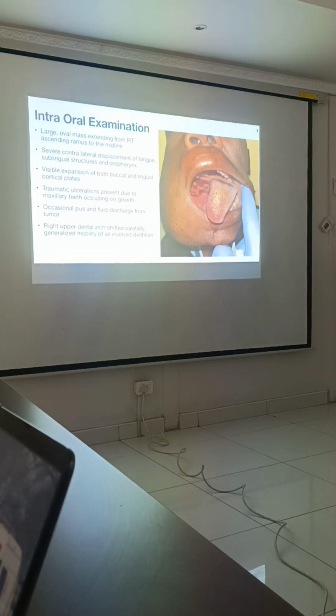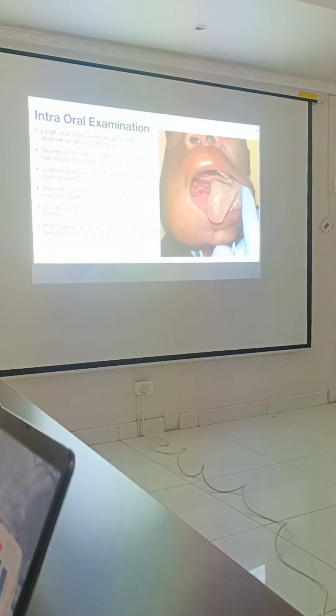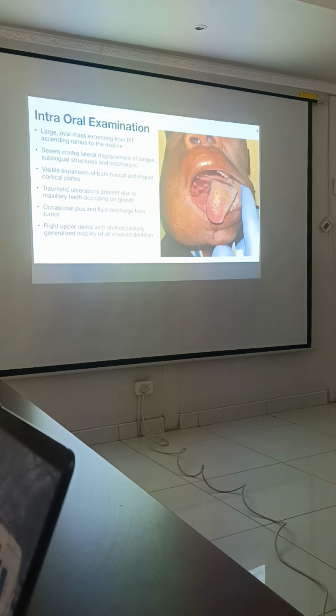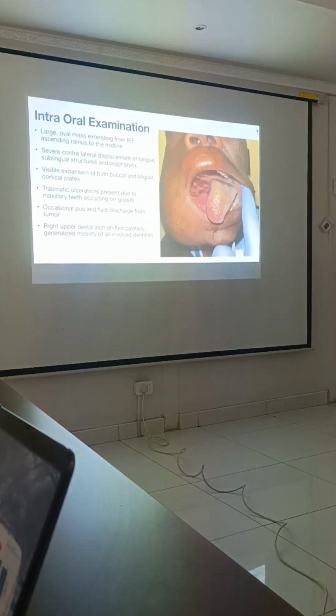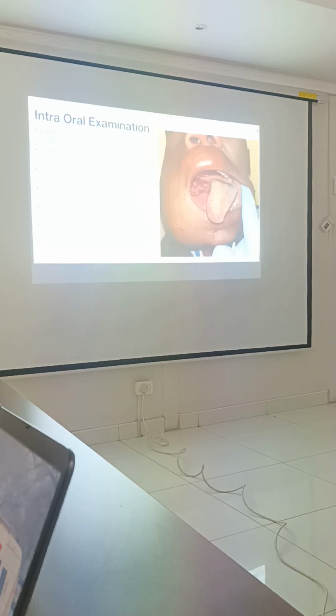And on palpation of the tumor, there was pus and fluid discharge observed. And lastly, there was a significant shift of the upper right segment to the left, as well as generalized mobility of all the teeth involved in that region.